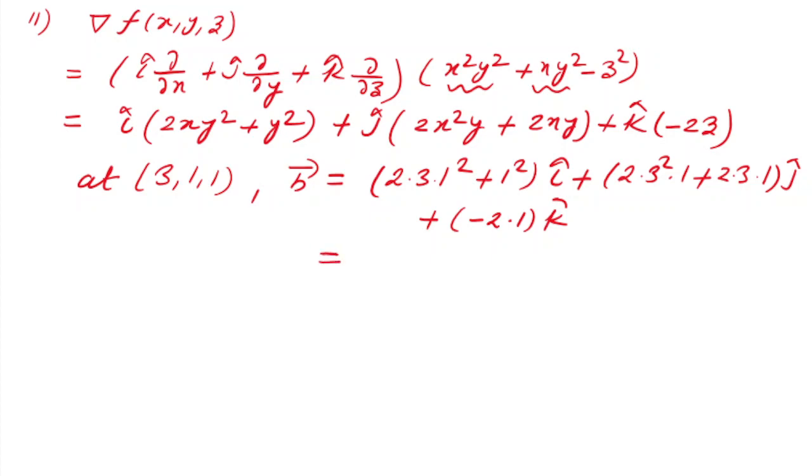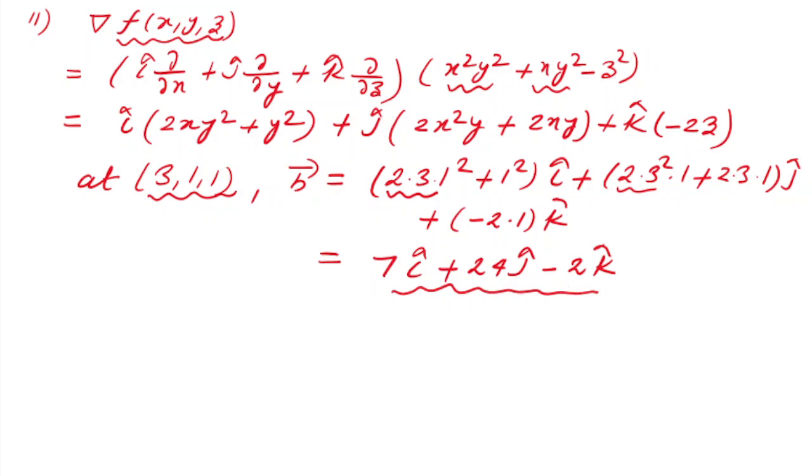So if I simplify this, I will get what? 2 into 3 is 6, and 6 plus 1, that is 7. So I will get 7i. If you look at this, 3 into 3 is 9, into 2 is 18, and 18 plus 6 is 24, so I will get 24j, and here I will get minus 2k, right? So this is what we have got. So the gradient of this scalar function at the point (3, 1, 1) is given by this vector. So we have understood the process of evaluation of gradient, how the gradient is evaluated.